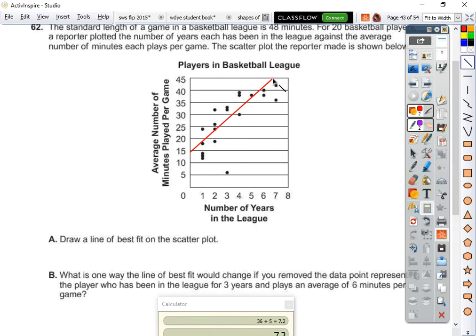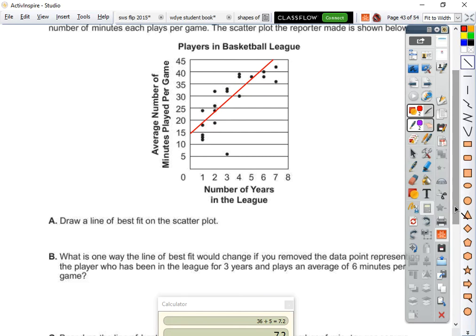Now, notice how I have a lot of points above, I have a good number below, and we have this one outlier, the kid who's played 3 years and is only getting 6 minutes of playing time.